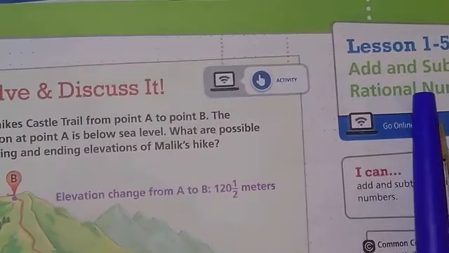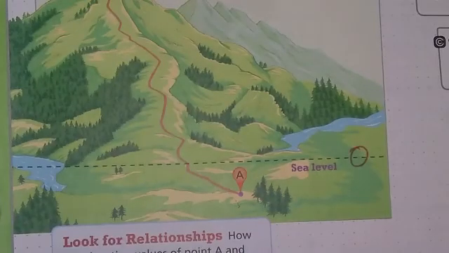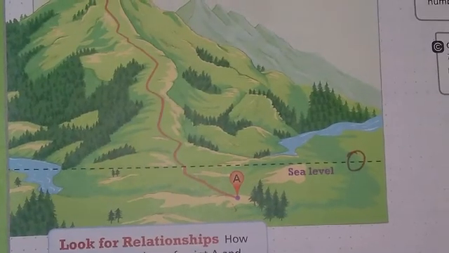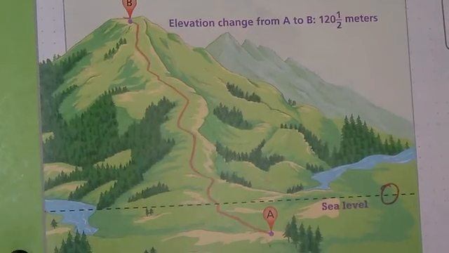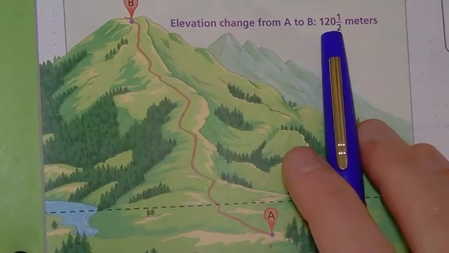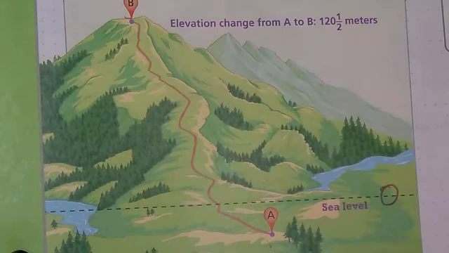I'm going to talk about 1.5. This is 7th grade adding and subtracting rational numbers. Don't let the word rational for rational numbers make you think that you're doing anything super fancy. Rational numbers are just our numbers with fractions and decimals. So that's what we're working with.